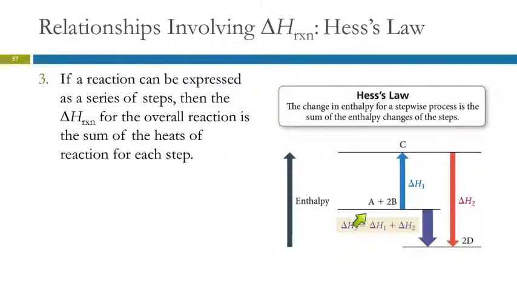So here we have A plus 2B, and the overall reaction is that A plus 2B goes to 2D. But we can write that as two steps. We can say that A plus 2B reacts to make C, and then the C reacts to form 2D.